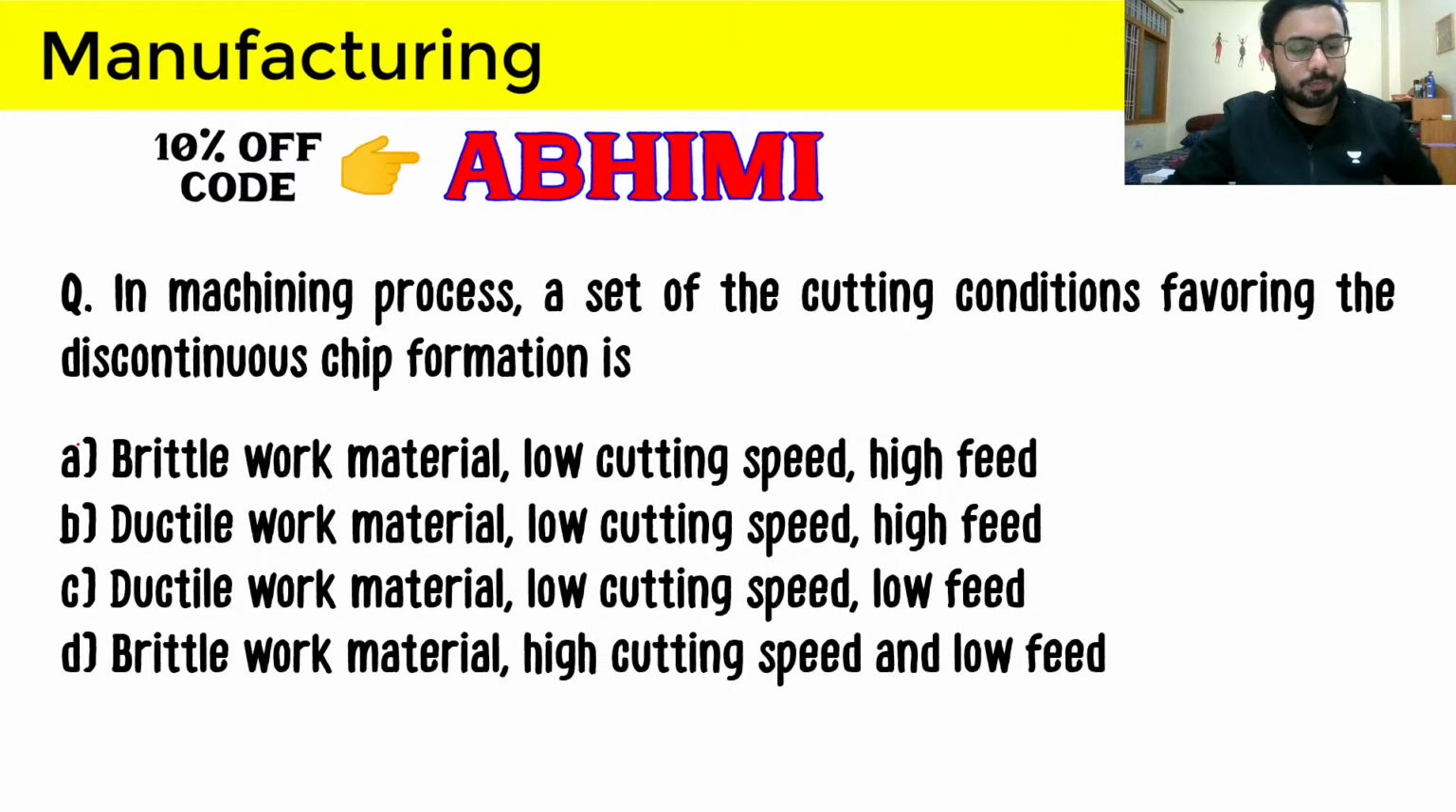So first of all, what are discontinuous chips? Discontinuous chips are, as the name suggests, chips which are not continuous. They are of short lengths, they break, they don't just keep on forming, they break after a certain length, and this type of chip is preferred. If this type of chip is forming, then we can say that machinability is good.